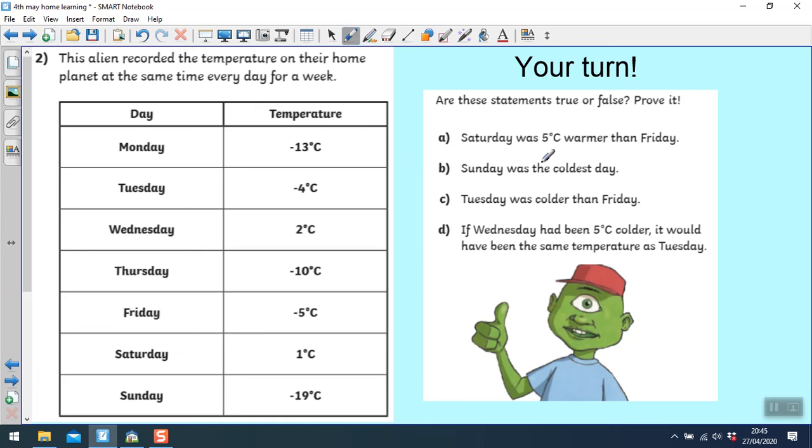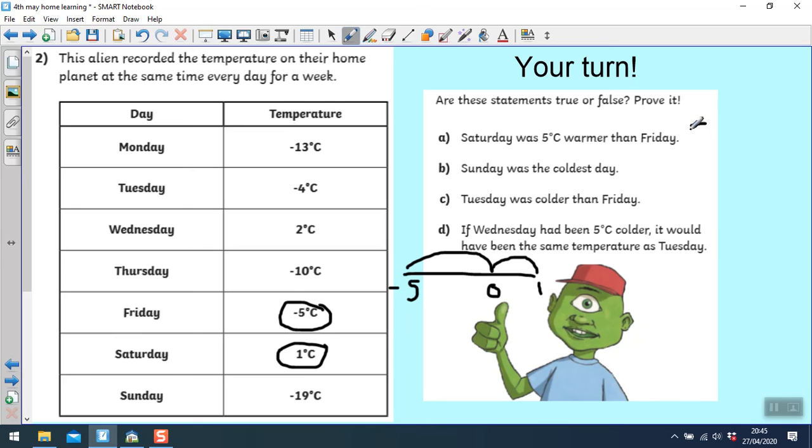Okay, so Saturday was 5 degrees warmer than Friday. Saturday was 1 degree. Friday was negative 5. Is it 5 degrees warmer on Saturday than Friday? I need to work out the difference between 1 and negative 5. Thinking about a number line, negative 5 is here, 1 is here. I quite like to jump up to 0. So negative 5, add 5 makes 0, add 1 more makes 1. So I've actually added on 6 degrees.